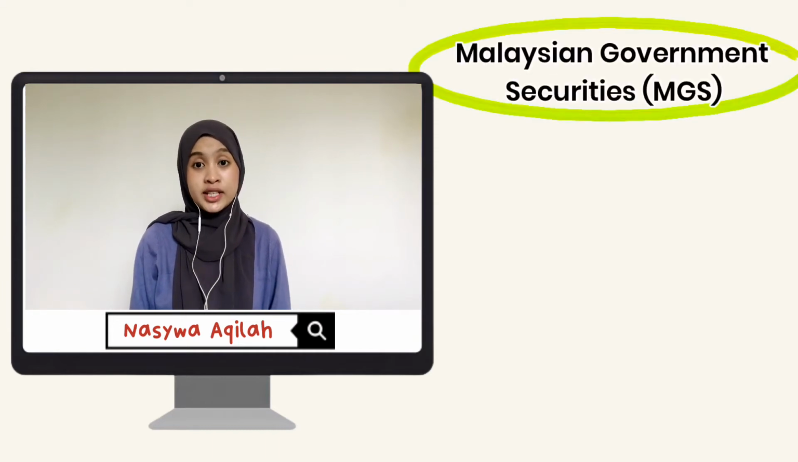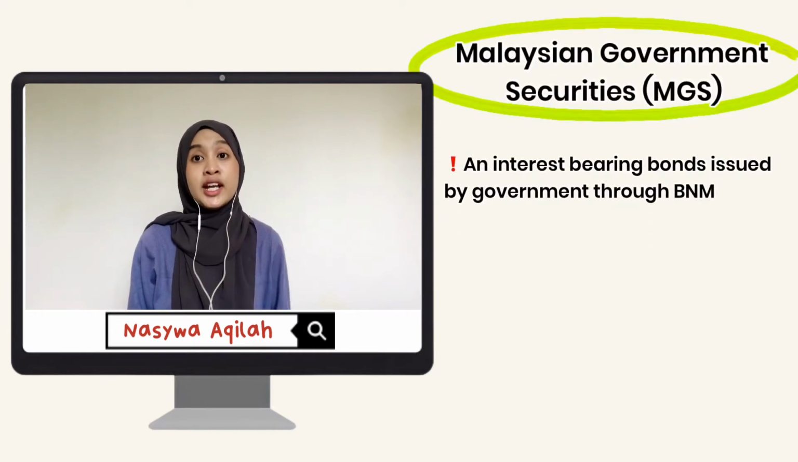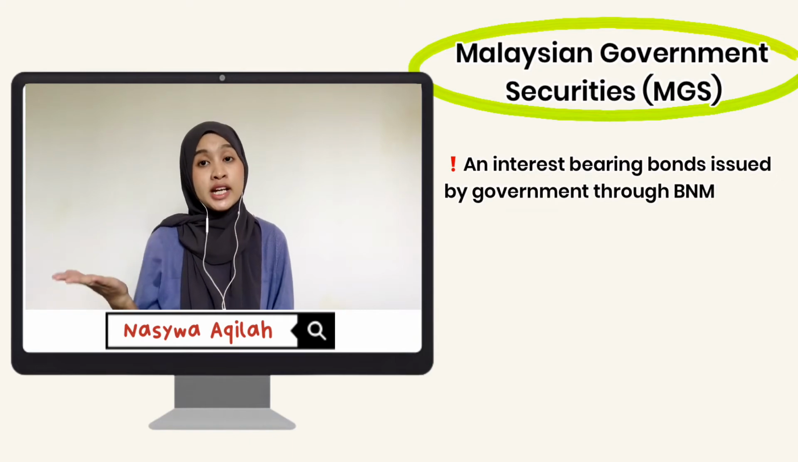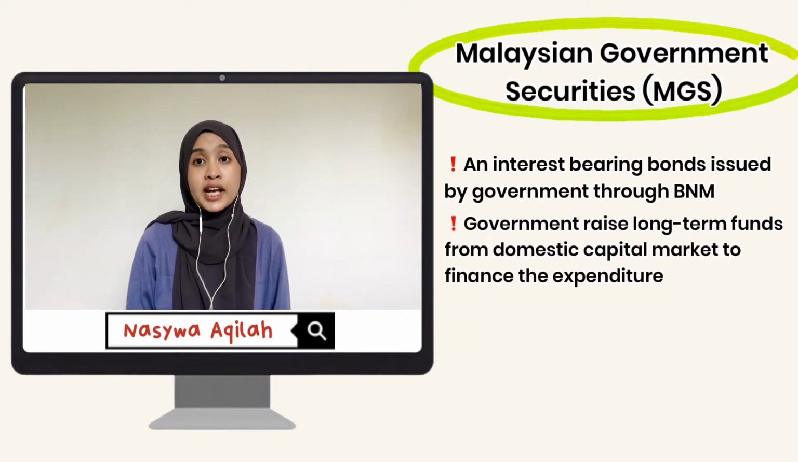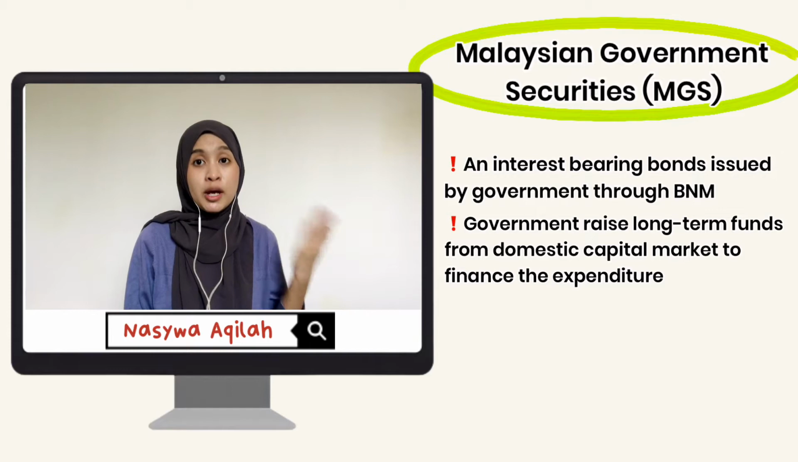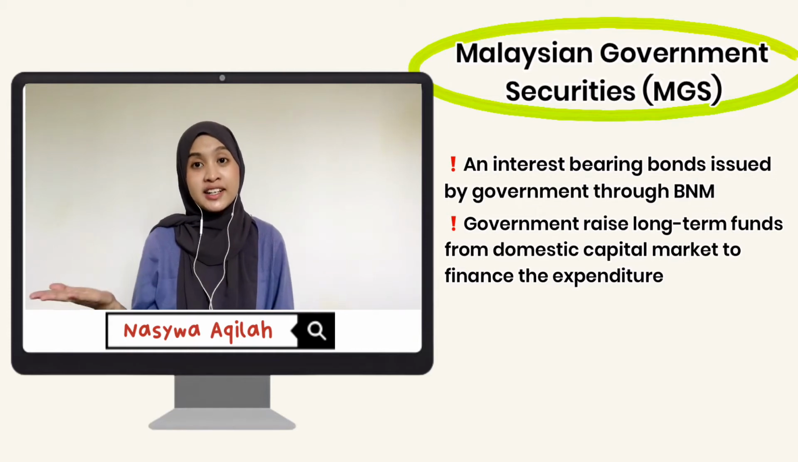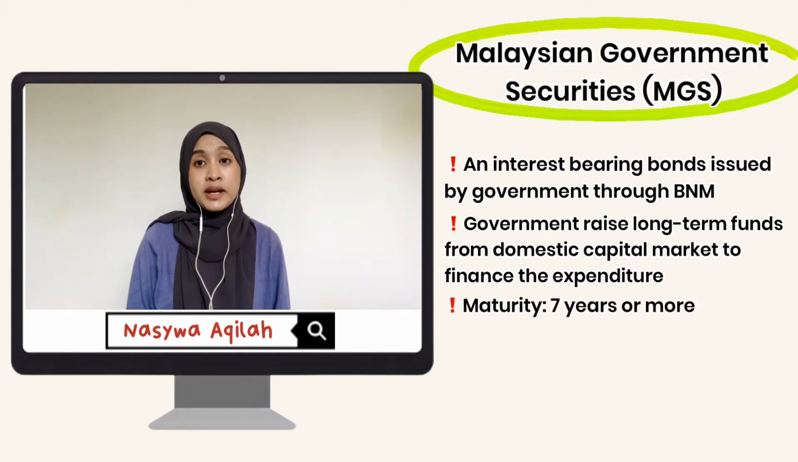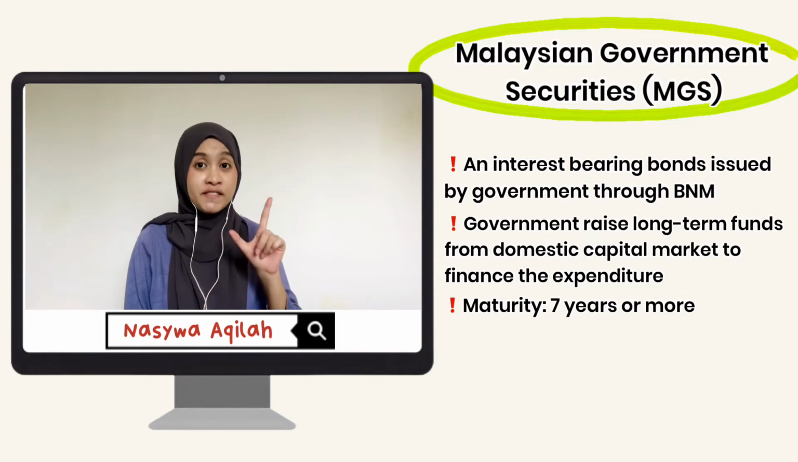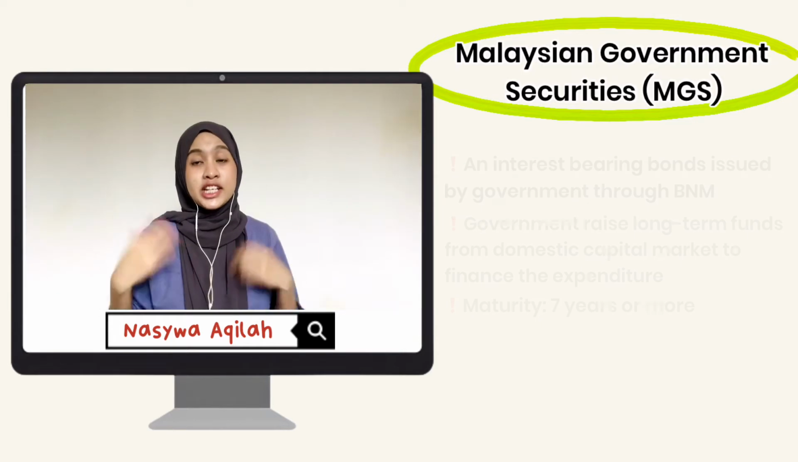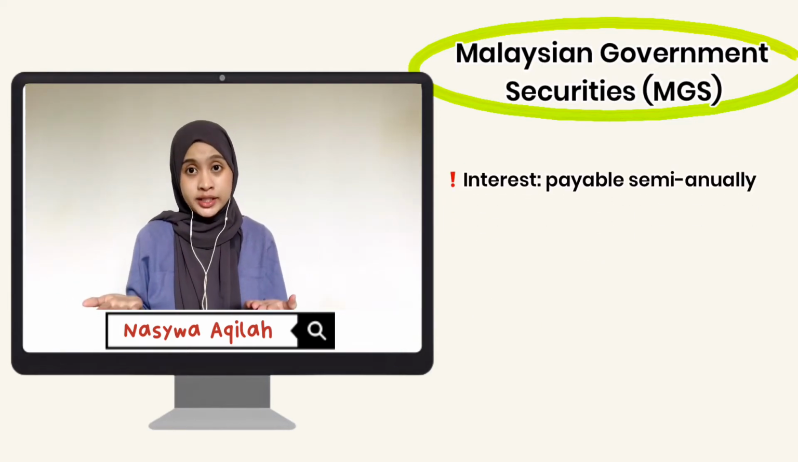So the last one is MGS. What does MGS mean? MGS is known as Malaysian Government Securities. It is an interest-bearing bond that is issued by the government through Bank Negara Malaysia. The government can raise long-term funds from the domestic capital market to finance its expenditure. The maturity of such bond is 7 years or more. The interest is payable semi-annually.